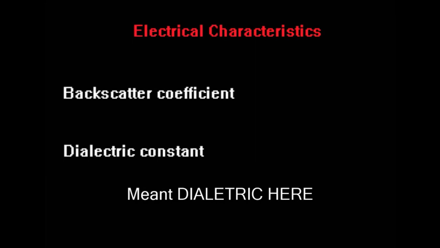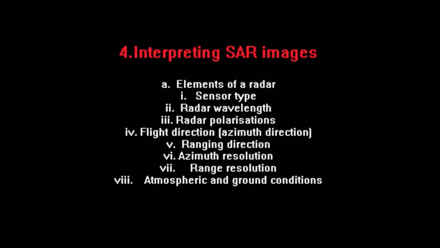So, as my pretty much final point, we have interpreting SAR images. Elements of a radar include the sensor type, the radar wavelength, the radar polarizations, the flight direction in azimuth direction, the ranging direction, the azimuth resolution, the range resolution, and atmospheric and ground conditions. So, SAR applications include ecology, hydrology, geology, and oceanography. If that's a field you want to go into, that's what you can go into with SAR.